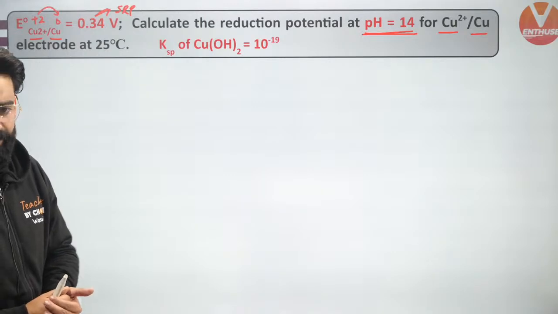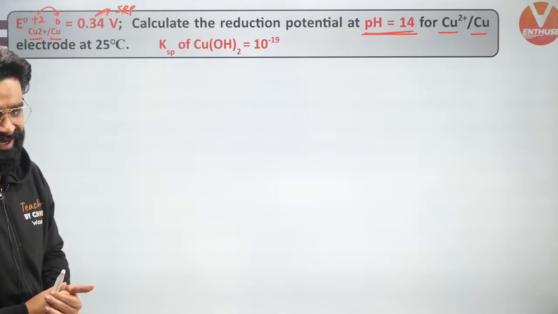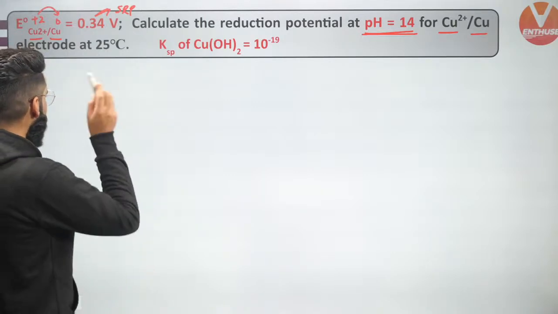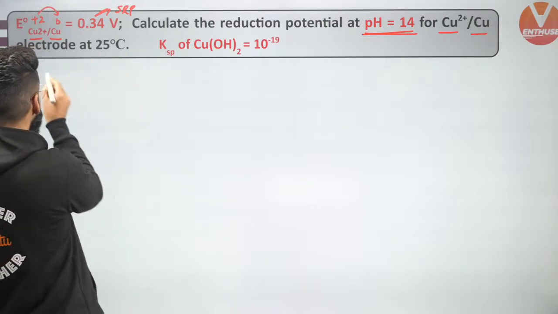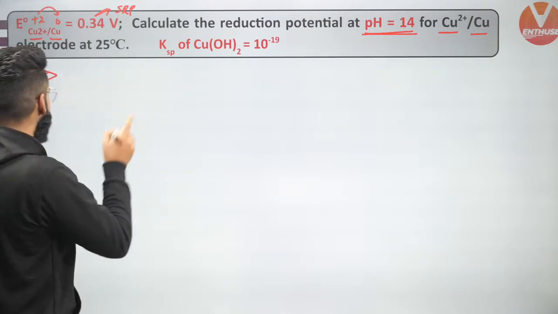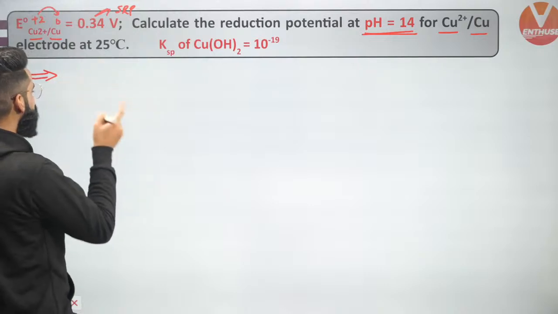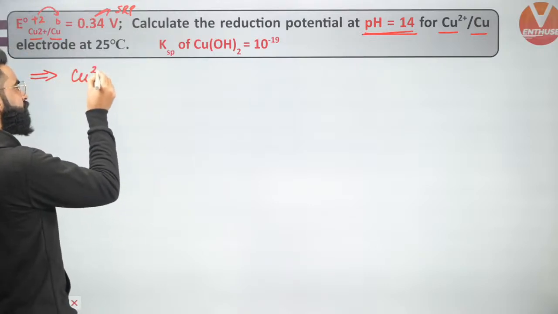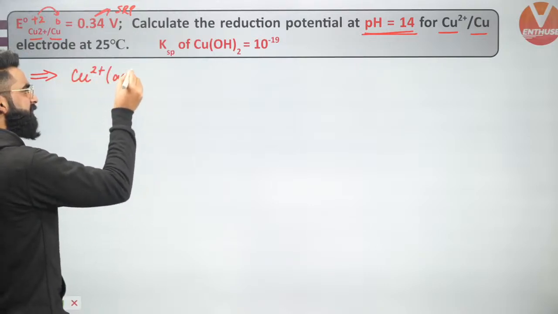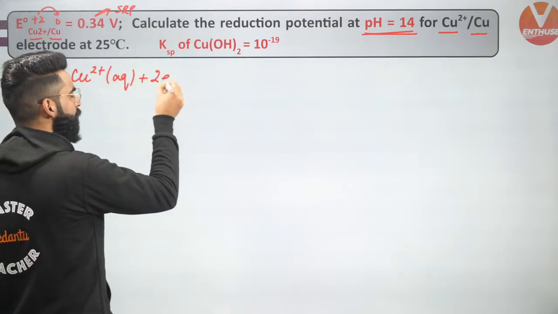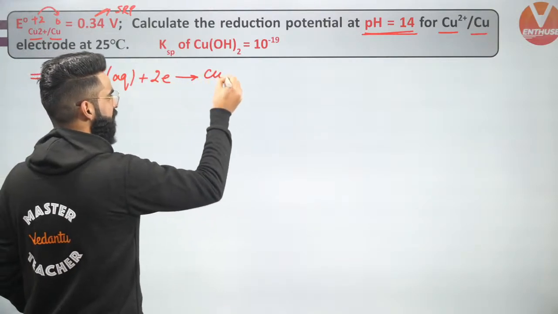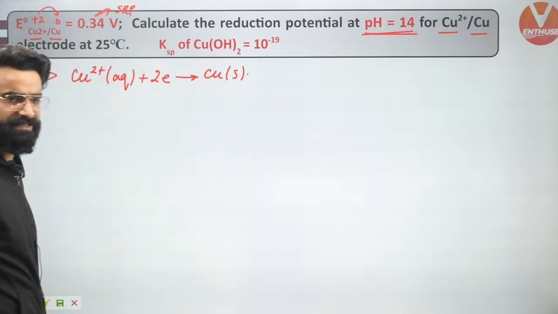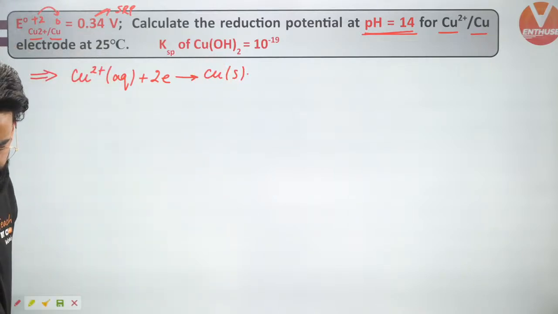Yes. So that reduction will take place in that electrode. In order to calculate the reduction potential of the copper electrode, I want this copper electrode to behave as the cathode. And if this copper electrode behaves as the cathode, the reaction that must take place at the cathode should be Cu²⁺ plus 2 electrons getting converted to Cu solid. Yes, this is the reaction which must take place right here.